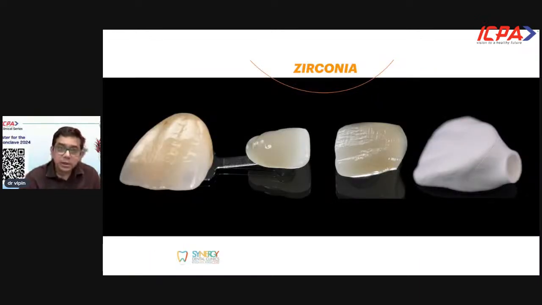Now we'll come to the material which has changed the digital world, zirconia.